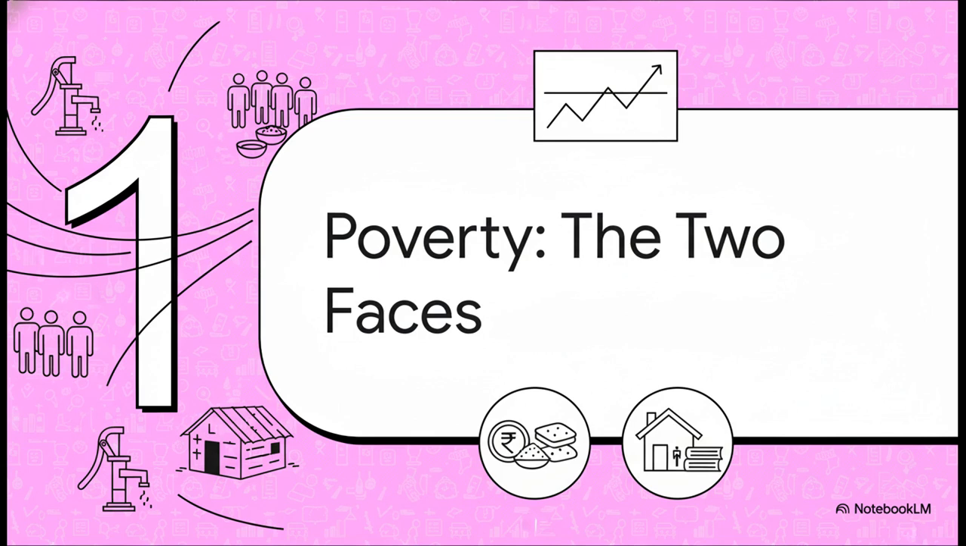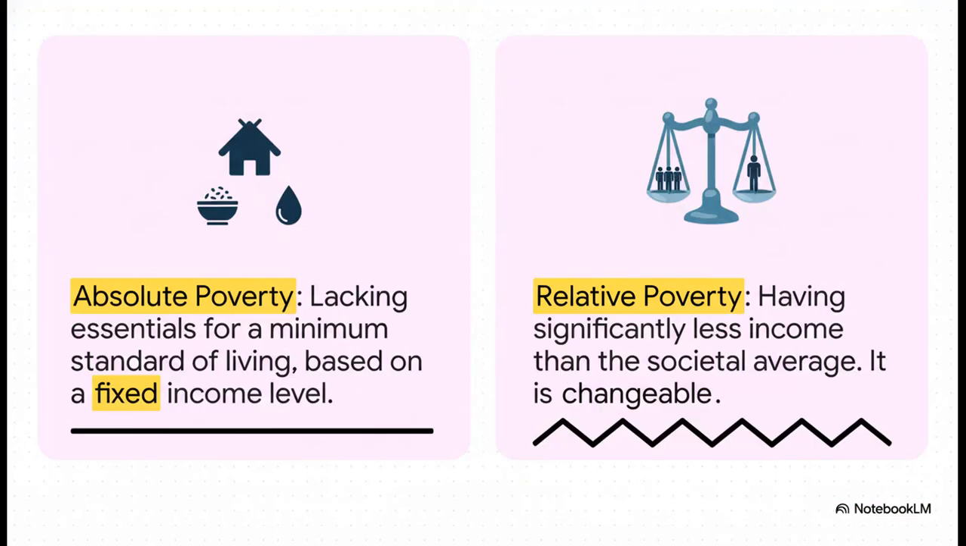Okay, so before we dive into India's specific journey, we have to get on the same page about what poverty even means, because it really comes in two main flavors. On one side, you've got absolute poverty. This is about survival, plain and simple. It means lacking the absolute bare minimum essentials, like food, clean water, and a roof over your head. It's a fixed bar.